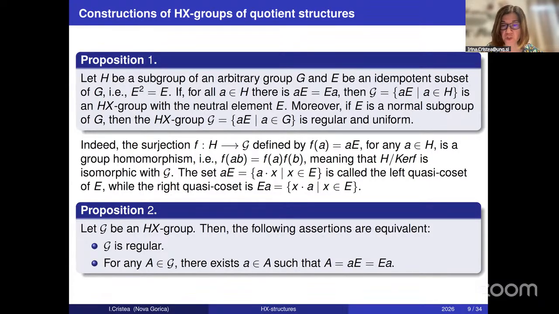The second proposition says that if I start with an HX group, the following assertions are equivalent. So this is a characterization of the regular HX groups. If for any element in the HX group, there exists another element A in the set capital A, such that this set is equal with the left quasi-coset of E and the right quasi-coset of E, we characterize the regular HX group G.